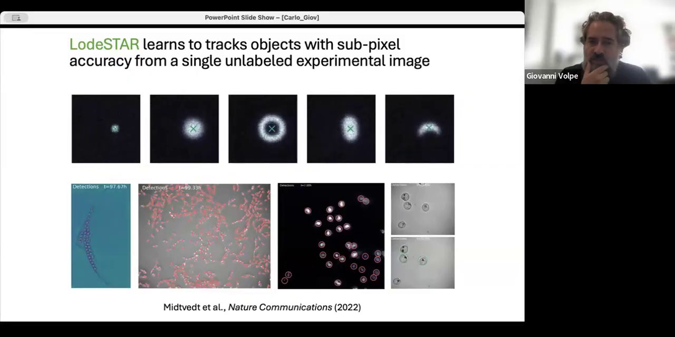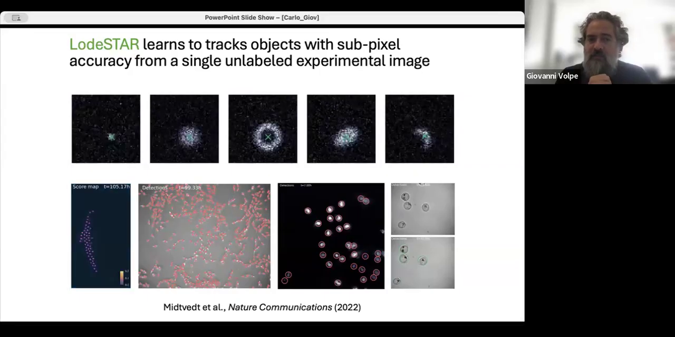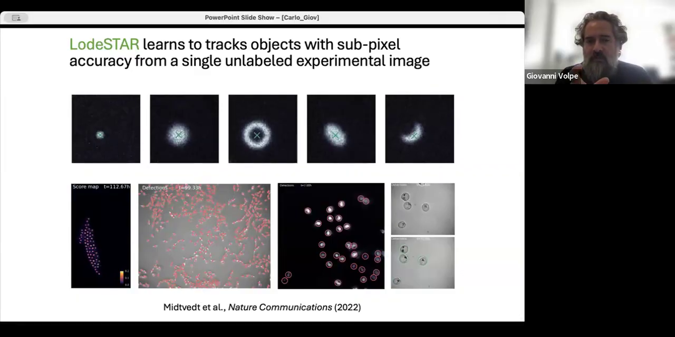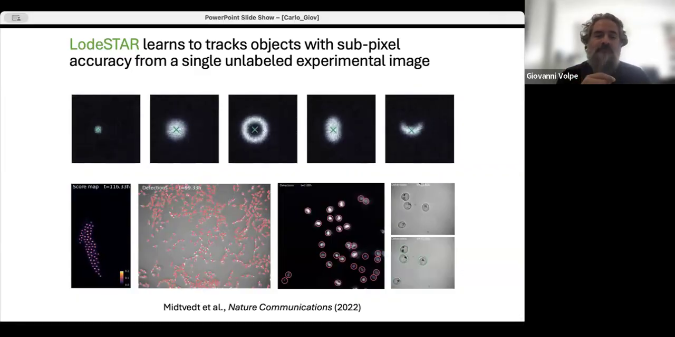Of course, the question is, how can you train a neural network on a single crop of a cell without knowing the ground truth? Well, I'm not going to go into the details, but the basic idea is the following.